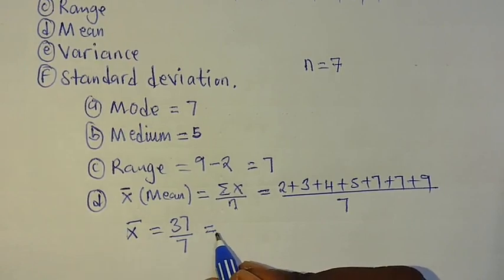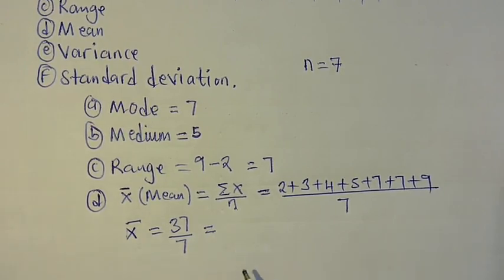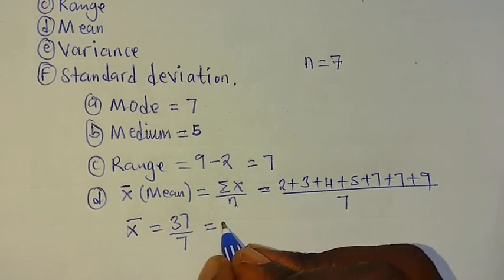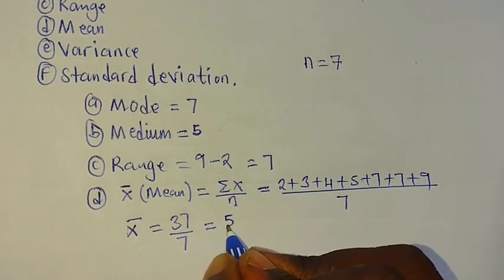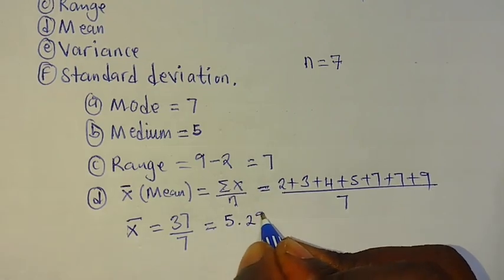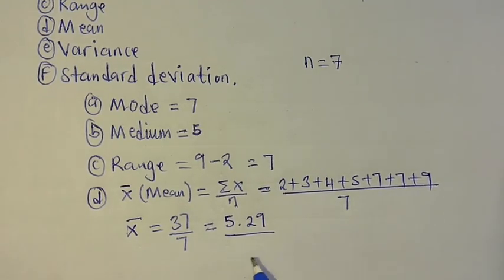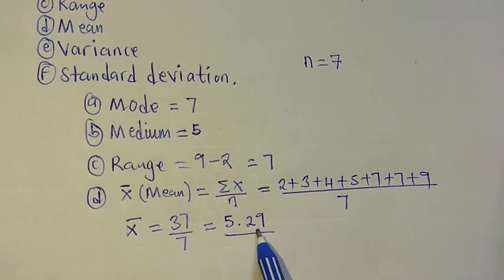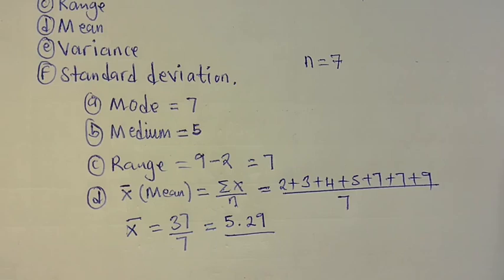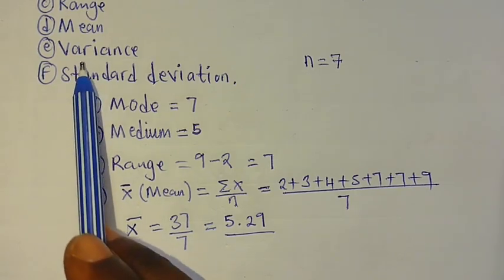So here, the mean that we are going to get will be something like this. Our mean is 5.29. I've already rounded it off to 2 decimal places. This is our mean. So after finding our mean, we can now come to variance.